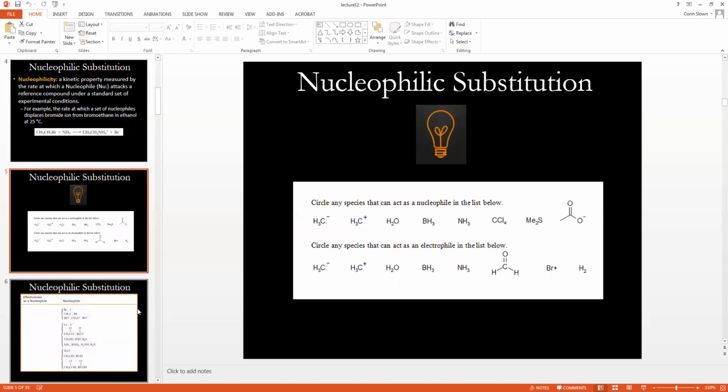So take a moment and circle any of the species on the first list that would constitute nucleophiles. And then take a moment and circle any of the species that would constitute electrophiles in the second list. And again, press pause if you need more time.